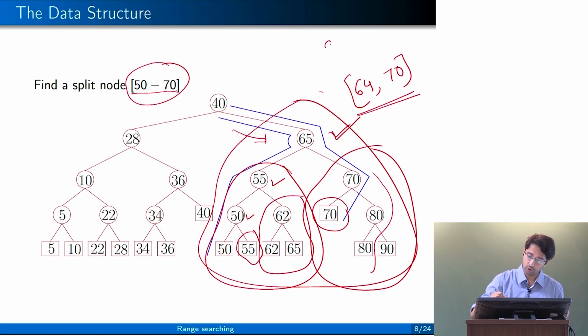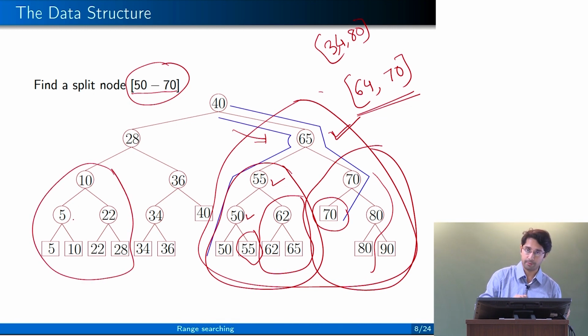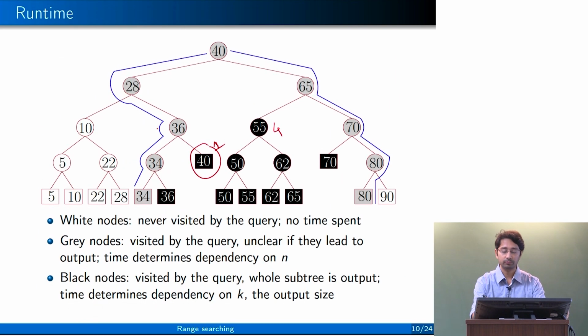For 34 to 80, 34 to 40 is in between, so the root node is my split node. Yes, this is how I am building. I create the leaf nodes and then push up, looking at the highest value present in the left subtree and placing it in the internal node. That is how we build a balanced binary search tree. This is exactly how we build a BST. Okay? All good?